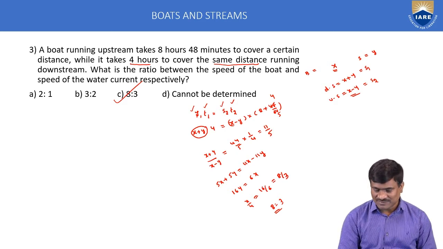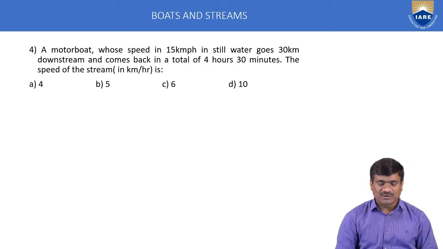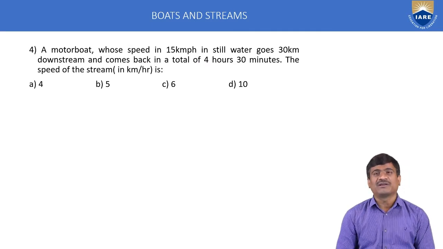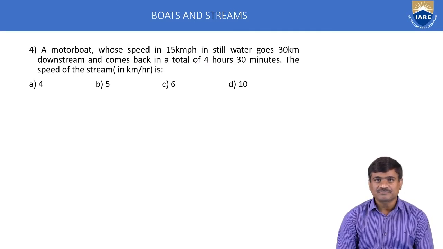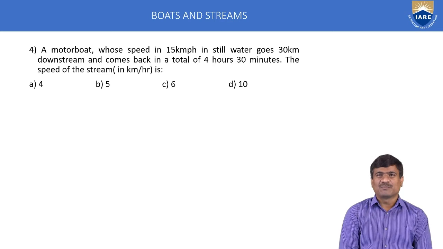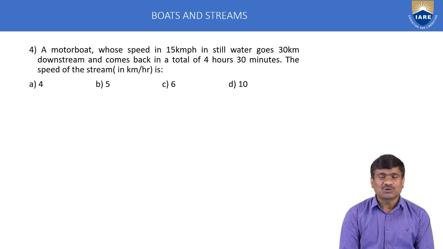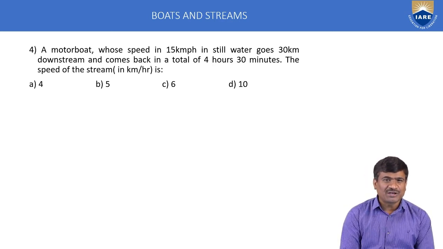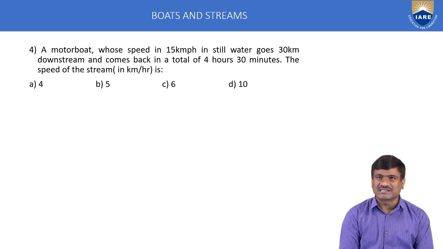Okay. Next, the third example is completed, 8:3. Next, the fourth example. A motorboat whose speed is 15 km per hour in still water goes 30 kilometers downstream and comes back in a total of 4 hours 30 minutes. Find the speed of the stream in kilometers per hour.